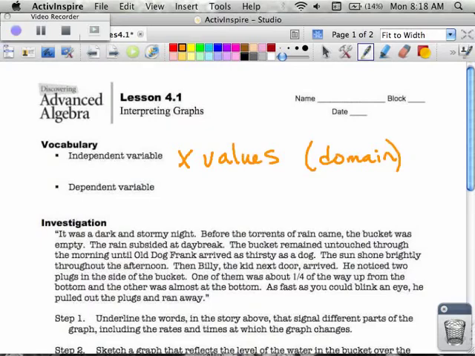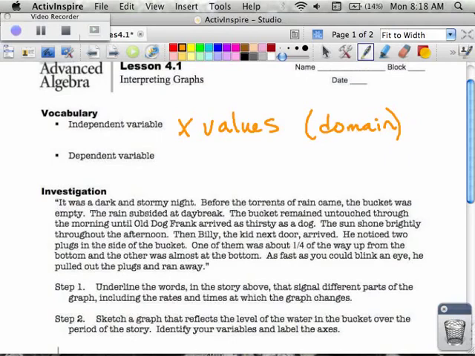That means that our dependent values are generally our y values. And you might have heard this phrase, they call that the range.